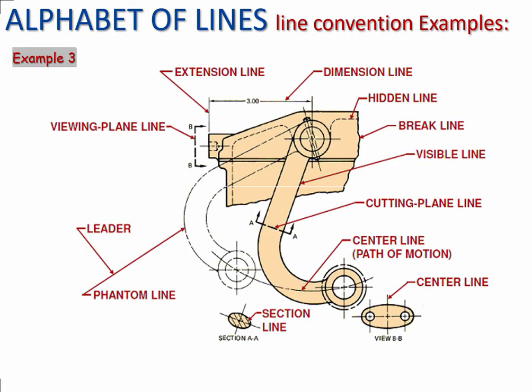Now, another example to talk about line conventions. Again, as you see, the dimension line should be thin, solid. Extension line, thin, solid. Hidden line for hidden features, thin, evenly spaced dashes. Short break line should be thick, freehand sketched. Visible lines, for visible edges, should be solid, thick lines. The cutting plane line, which shows the cutting plane location, should be thick, not thin. We can use it like this or like this, guys.